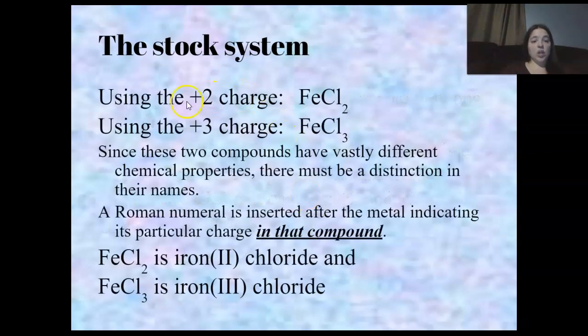To name this, you're going to look at those charges to figure out what is going in the parentheses. In this case, a Roman numeral is inserted after the metal indicating the particular charge in that compound. So FeCl2 is going to be iron 2 chloride. You see how that 2 is used in there? You're going to use it after the iron to indicate the charge. And FeCl3 is iron 3 chloride.